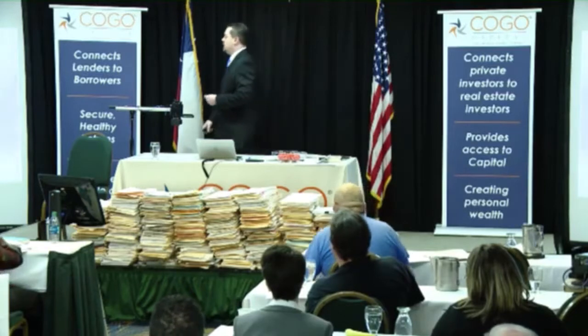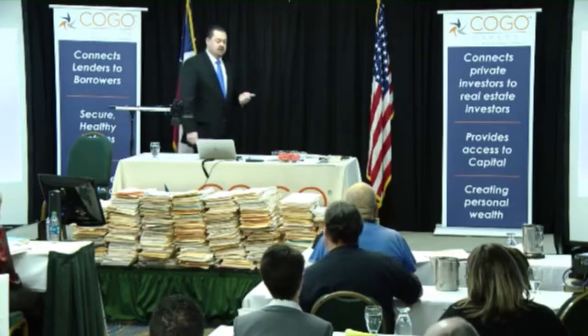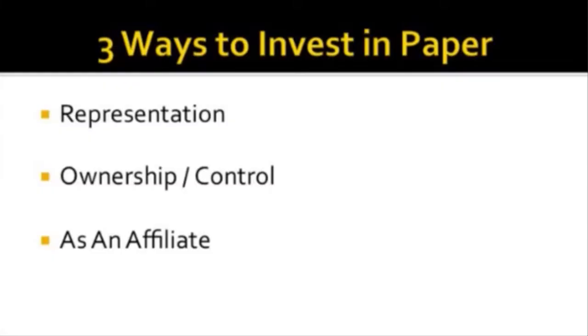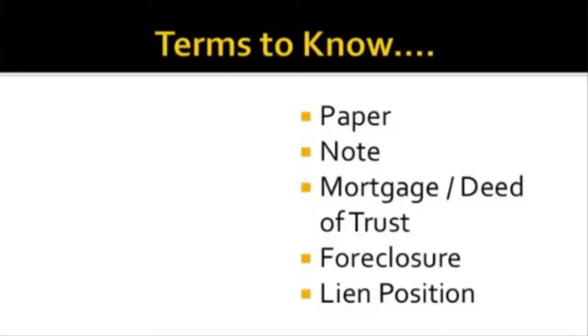All right? So there's three ways to invest in paper. You can either represent paper. This is essentially brokering. It's no different than being a private money broker, except you're brokering existing paper. You're not underwriting or originating new paper. You can also do it by purchasing it, ownership and control, or you can do it as an affiliate. All right, now some basic trainings of a note, some terms to know. Paper. Paper is the term we use to refer to all debts all over the place.